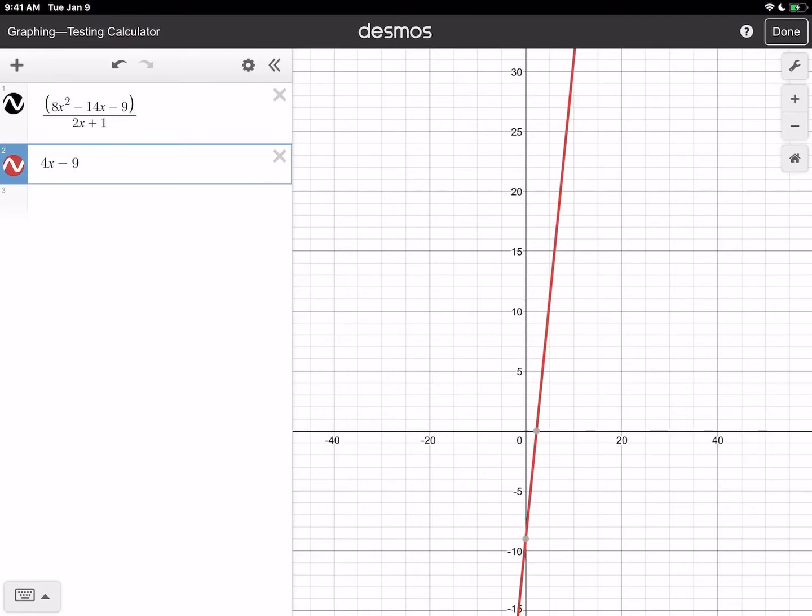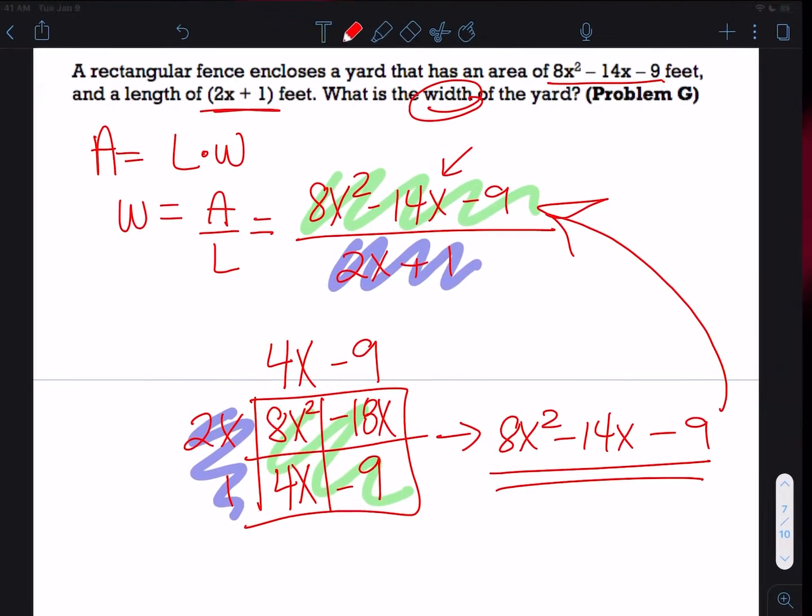So I want to go ahead and verify this information in my calculator. I typed in my original equation, which shows up as the black graph, and I typed in my answer, which shows up as the red graph. They overlap exactly, so that means that has got to be my solution.